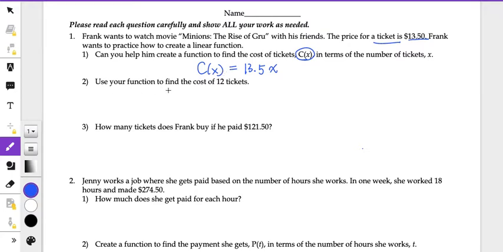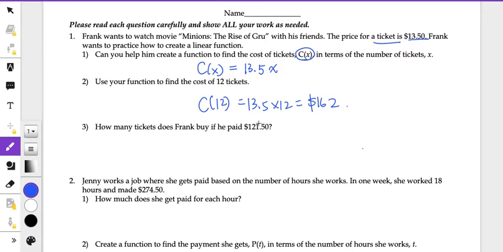Next, we are going to use the function to find the cost of 12 tickets. Since now we have 12 tickets, we are going to put x as 12, and all we need to do is multiply them together, and the answer will be $100.62.